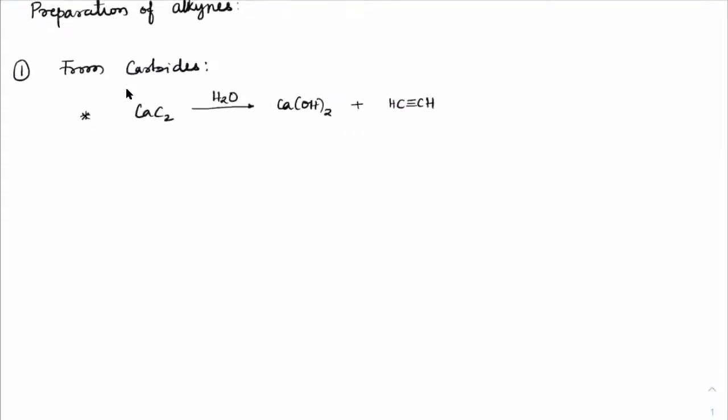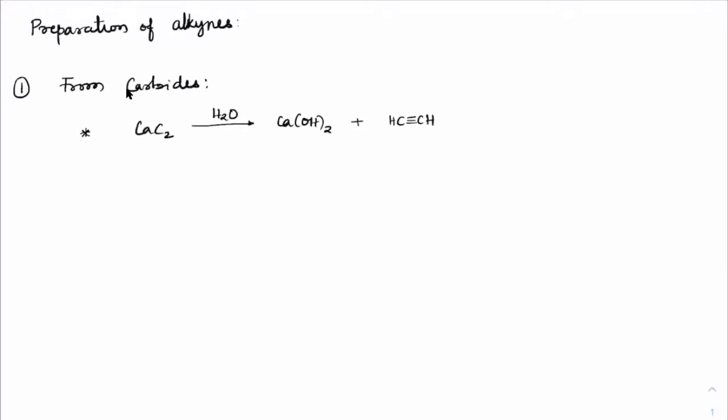Right. Oh, by the way, how do you produce calcium carbide? We'll produce that with calcium oxide plus carbon, which is coke. On heating, it will become CaC2 plus CO. So this way you can create calcium carbide.